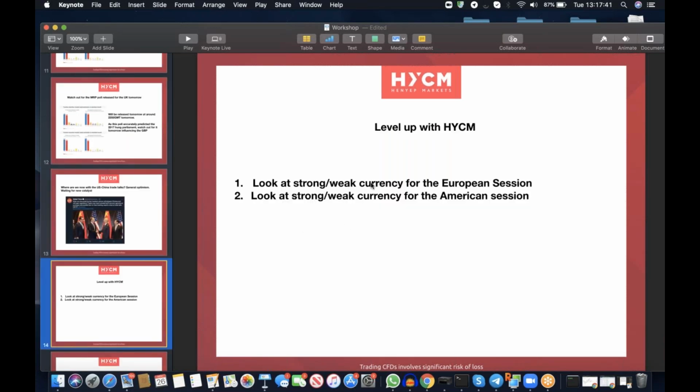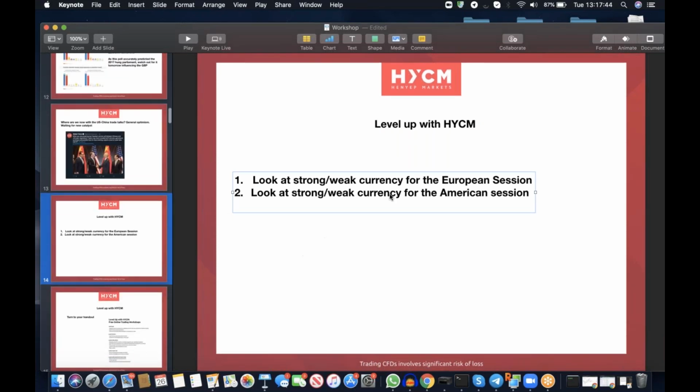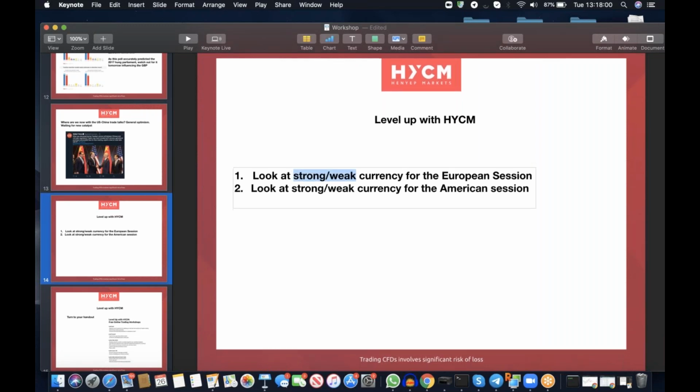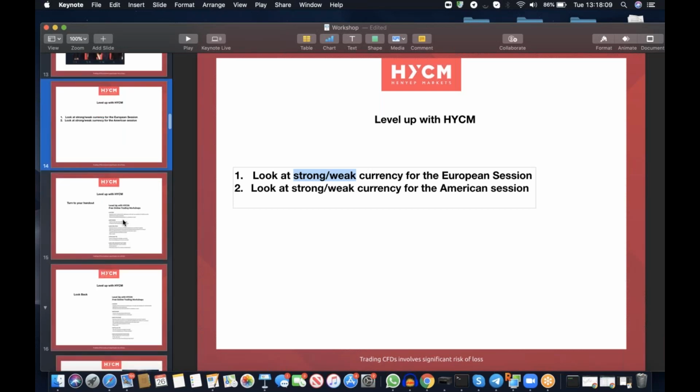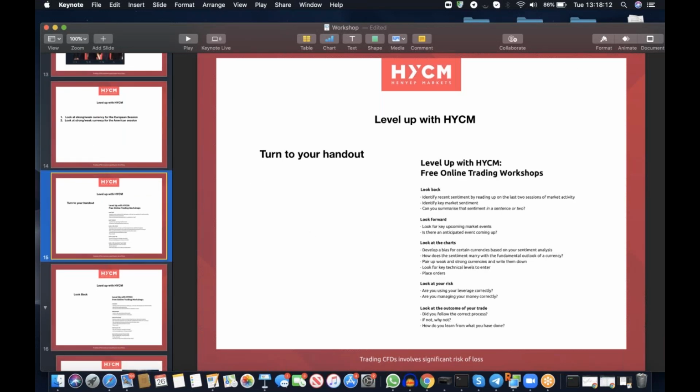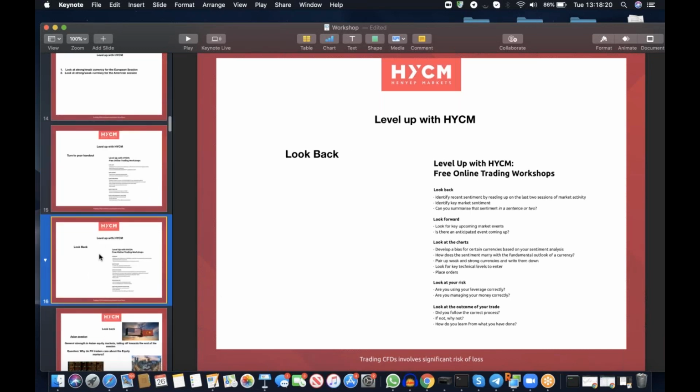Now, of course, the key principle, what we're trying to do with our trading, is we're looking to pair strong currencies with weak currencies. We want to do it for each session, because we want to recognize these diverging outlooks in currency pairs, because that gives us the best chance of identifying currency pairs moving in our desired direction. Okay, so it's all in the handout here. You can turn to the handout and look back, look forward, look at the charts, look at your risk, look at the outcome of your trade. So we'll start looking at that now.